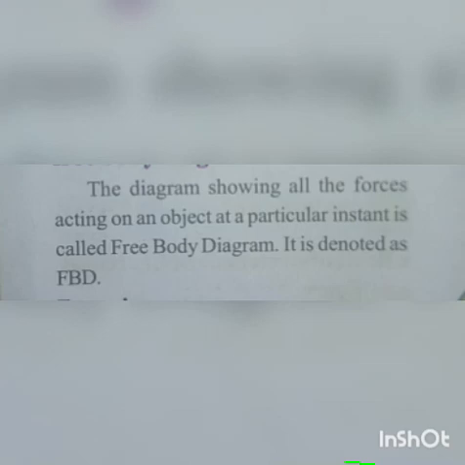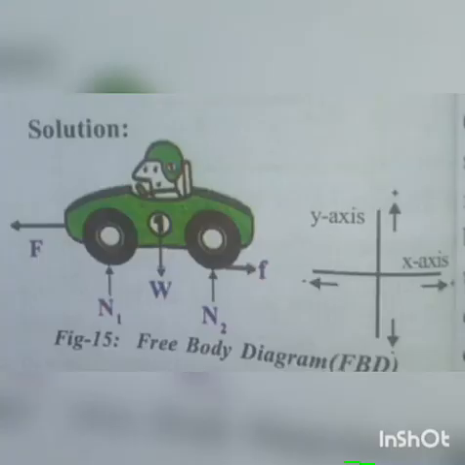Here we have an example on page number 12 for understanding the FBD diagram. The example is, let a car be moving with a non-uniform speed along a road. What are the forces acting on the car? What is the net force acting along the vertical direction? What is the net force acting along the horizontal direction?